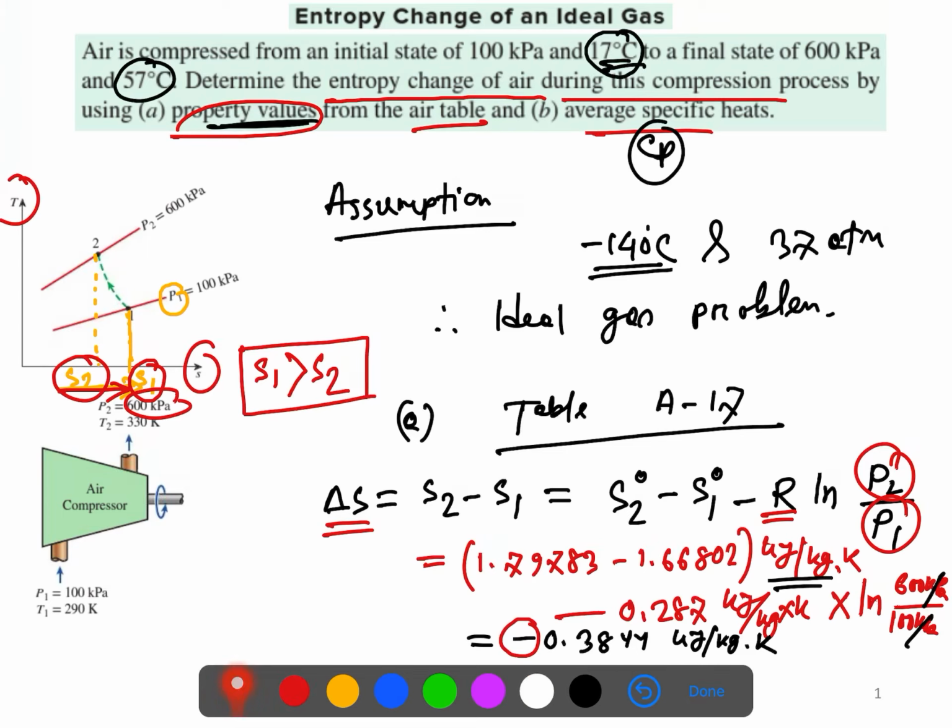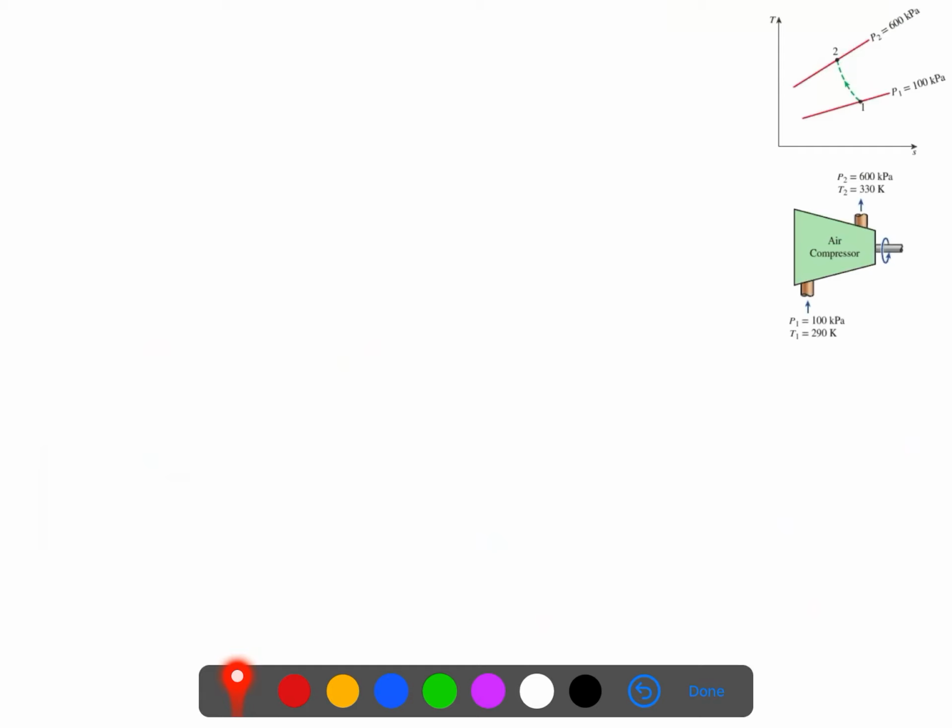Now the second part, guys, is the average specific heats. That means we need to use the average specific heat. So we need to use another expression like this, where we have the specific heat. When we discussed the theories, we already saw that for a constant specific heat problem there is an equation we can use to calculate the entropy change. So let's solve the second part. Let's call this B.